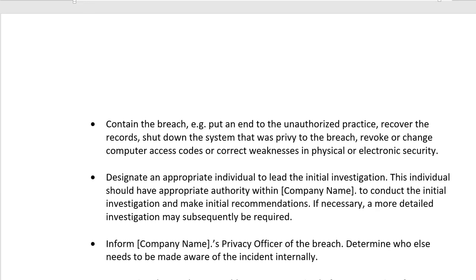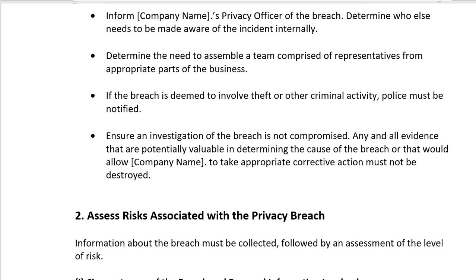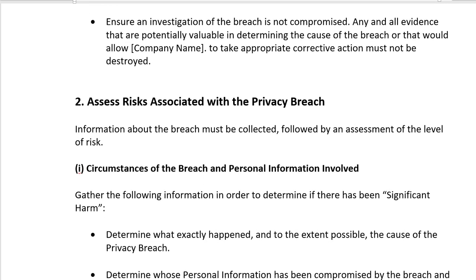To do that, you'd need to, for example, recover the records, put a stop to the unauthorized practice, change the access controls, as well as designate an appropriate person within the organization to lead the initial investigation. If you have a privacy officer, you'll need to inform them and ensure that any evidence is collected, and that any information is not destroyed for the purposes of a later investigation.